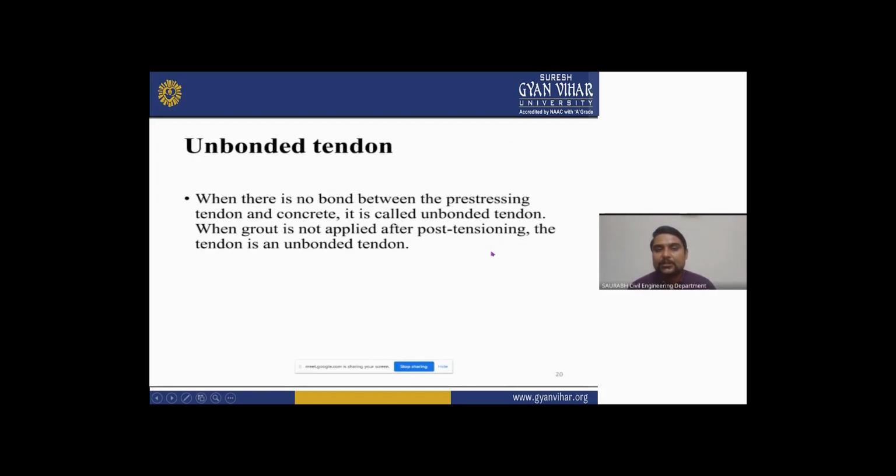Now we will see the unbonded tendons. When there is no bond between the pre-stressing tendon and concrete, it is called an unbonded tendon. When grout is not applied after post-tensioning, the tendons are unbonded tendons.